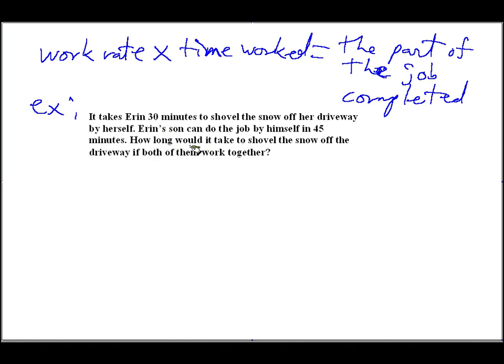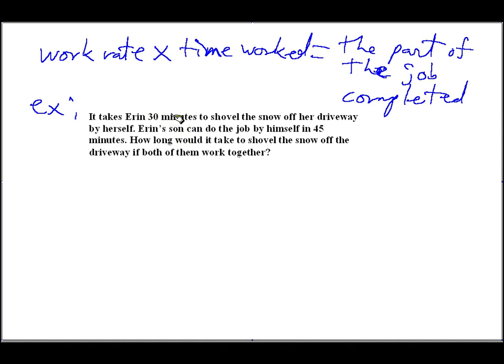In other words, if two parties work together, all right, then the time it takes them to complete a job should be faster than the fastest person. In other words, the fastest person to do the job is Erin. She can do it in 30 minutes. Her son takes, what, 45 minutes. So her son is slower, and Erin's faster, but working together, the time should be even faster than the fastest person.